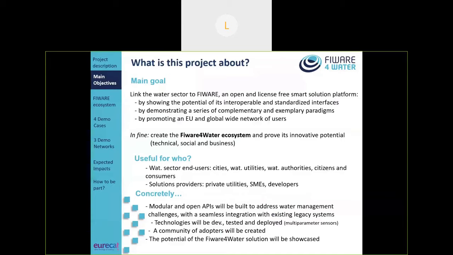The demo cases will implement smart applications and will integrate existing legacy systems to address water management challenges, and the networks will allow us to showcase the Fiware for Water solution and to create a community of potential final users.